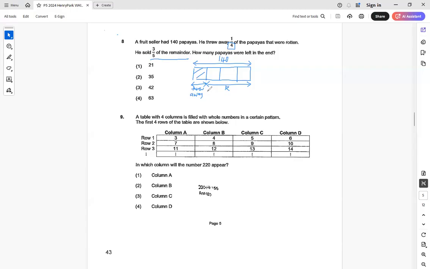Then you look at the new denominator, it's 5. So I have to draw the drop-down model. My remainder now has to be 5 units. So with the same length, I draw 5 units. And then he sold 3 out of the 5, so another 3 units he sold. So this must be what is left.